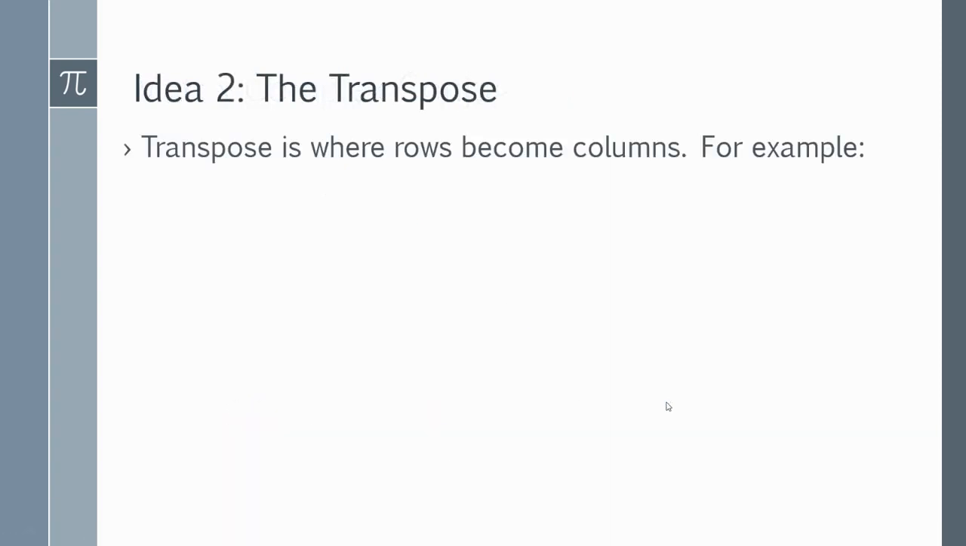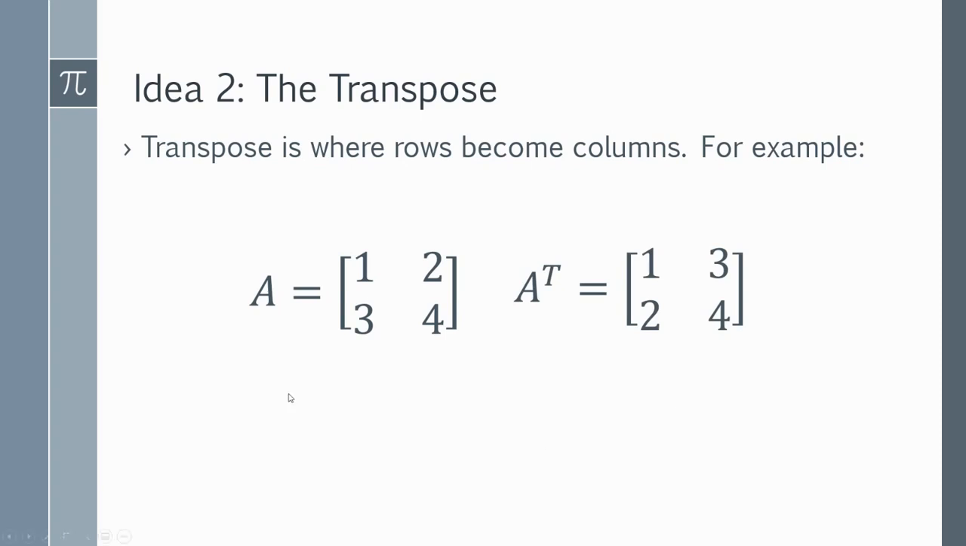The next really simple idea is the transpose. This shouldn't be difficult. Transpose is just where rows become columns. For example, if you have a matrix 1, 2, 3, 4, you just switch your 1 and 2 becomes a column here, so your row becomes a column, row becomes column, and that is a transpose.